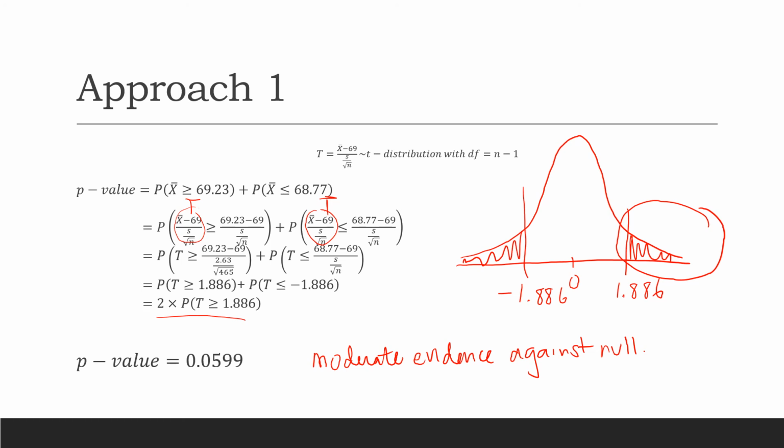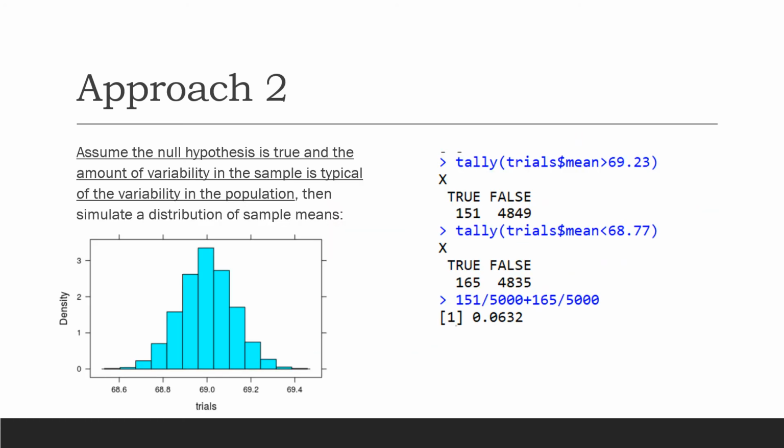Using approach 2. Now remember, with approach 2, I'm using this simulated distribution, and my p-value is the probability that my sample mean is more than 69.23 plus the probability that my sample mean is less than 68.77.